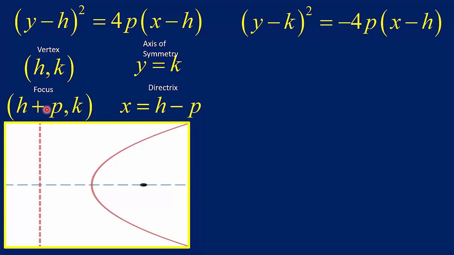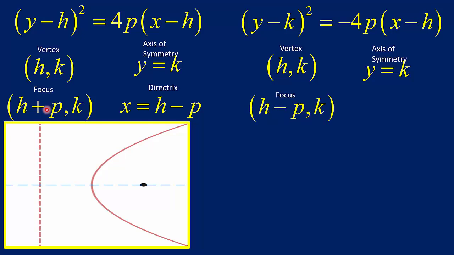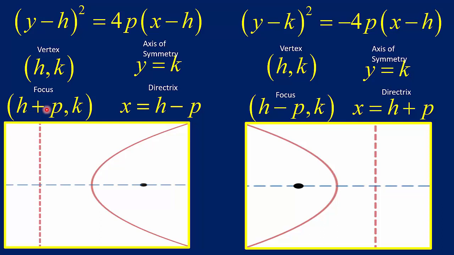Now, if there's a negative in there, now we have a parabola opening to the left, but the vertex and the axis of symmetry are both still the same. However, to get to the focus, we subtract from h. We're moving to the left. And to get to the directrix, we add to h. And here's what that looks like.